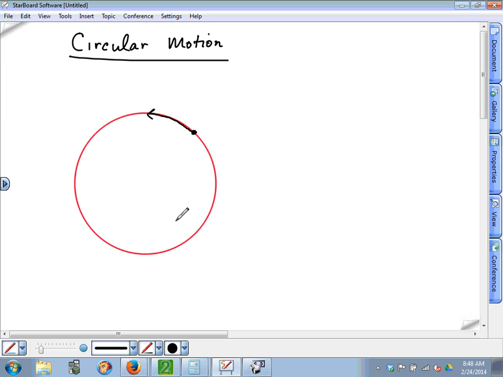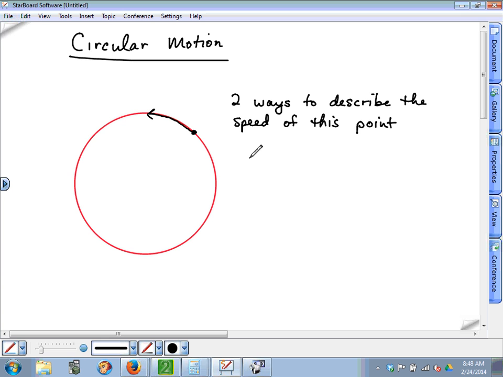There's two ways to describe the speed of this point. We can talk about what's called its linear speed. This is the kind of speed that you're used to.